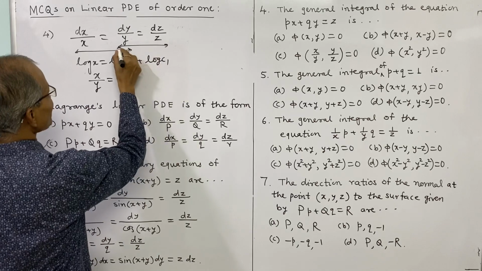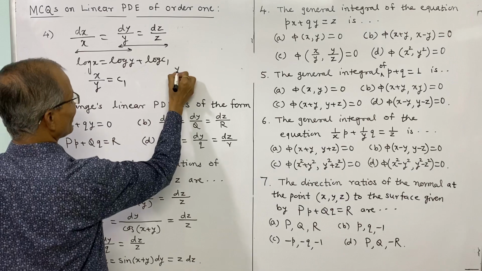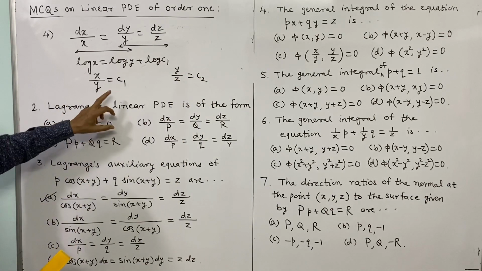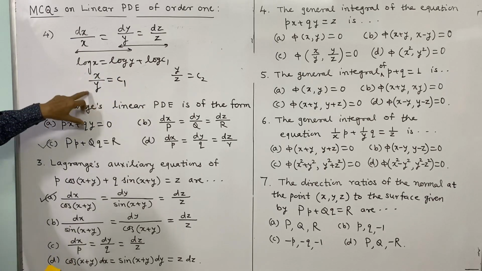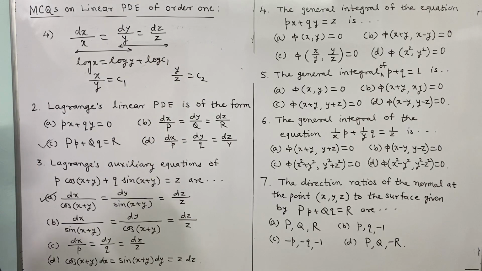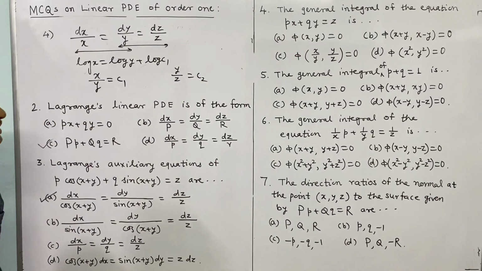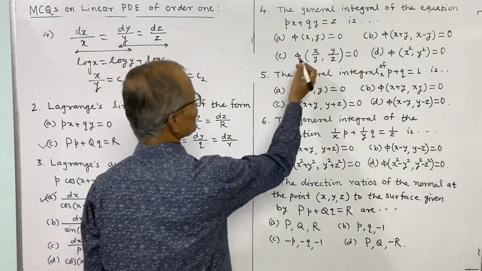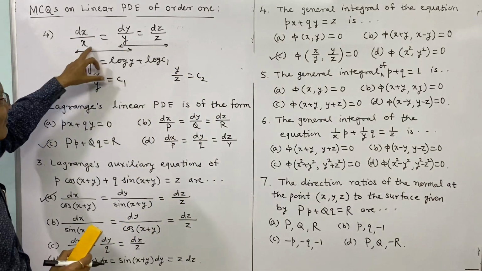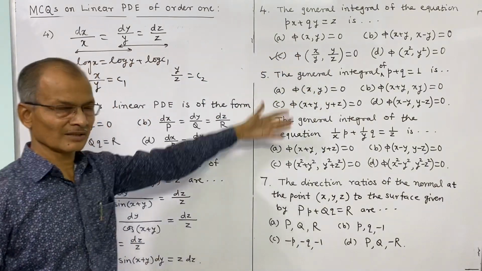Similarly, taking the second and third fraction, what is the solution? Y upon z is equal to c2, and therefore the integral is phi of x upon y and y upon z, that is equal to 0. That is the answer here. So it is a simple question, and it can be taken as multiple choice, and the answer is obviously this one. If you group first and third, then that will be x by z, but that is not an alternative. That may also be there.